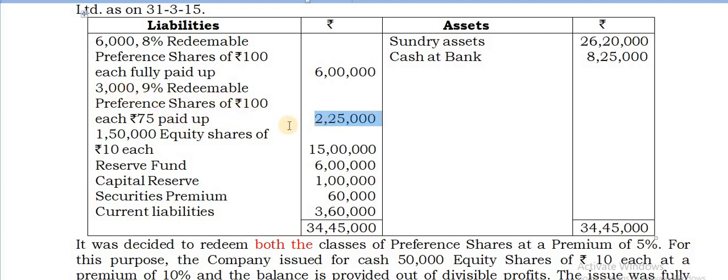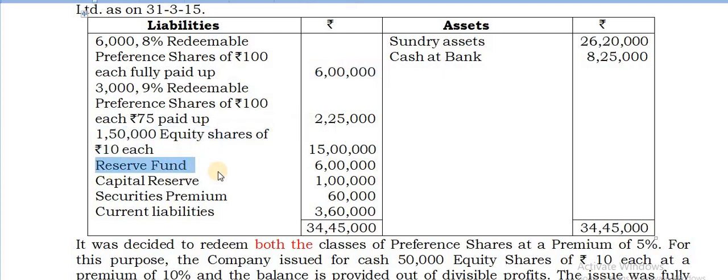Only then both will be around 9 lakhs. So, 6 lakhs here. This 6,000 plus 3,000, totally 9,000 into 100 each. That gives you 9 lakhs. So, 9 lakhs will be the total capital to be redeemed. This will appear in the new balance sheet as it is.